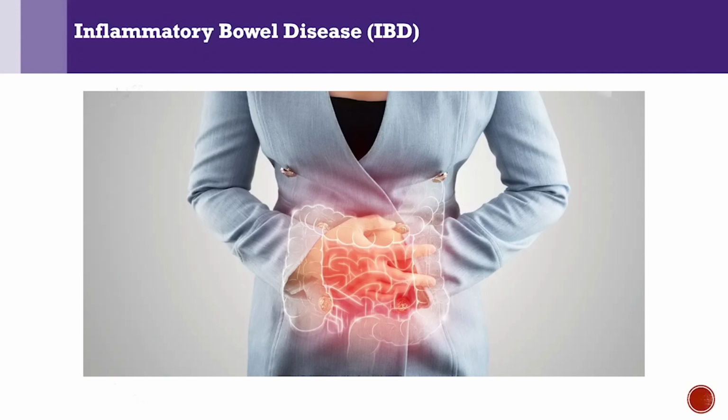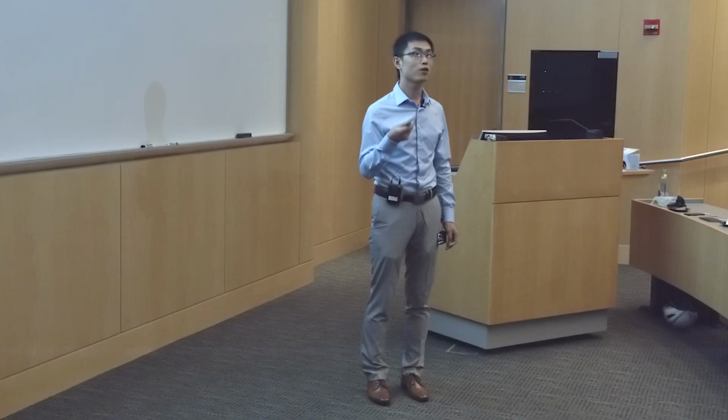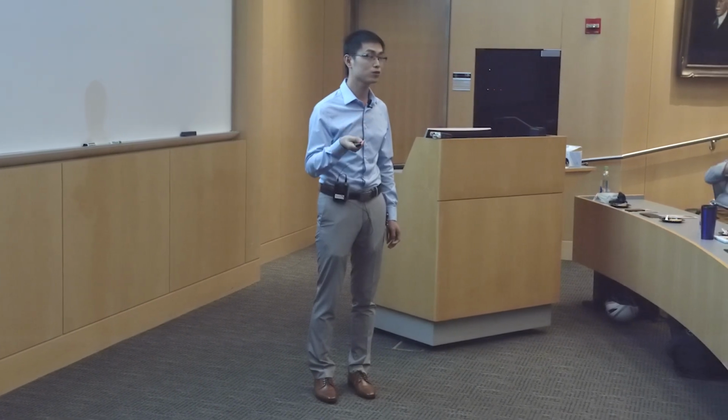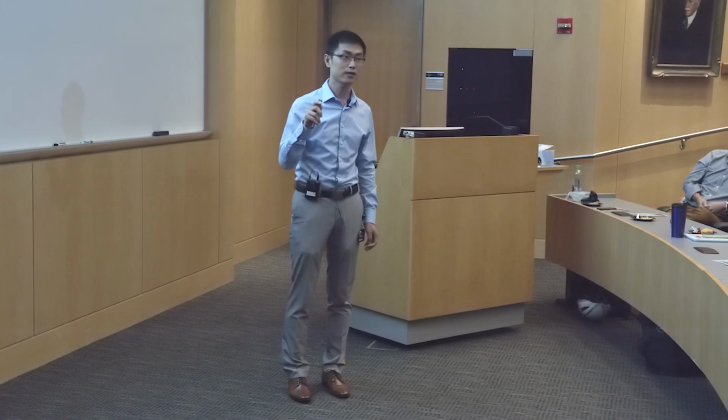From these pictures, we can see that the first cases were found in Western countries in 1859. Then the cases kept increasing, and new cases appeared in newly industrialized countries, such as China in 1956, and the cases are still going up. Data from the Centers for Disease Control and Prevention website report that in 2015, already 3 million people had been diagnosed with IBD, which reflects the burden of IBD in the US.